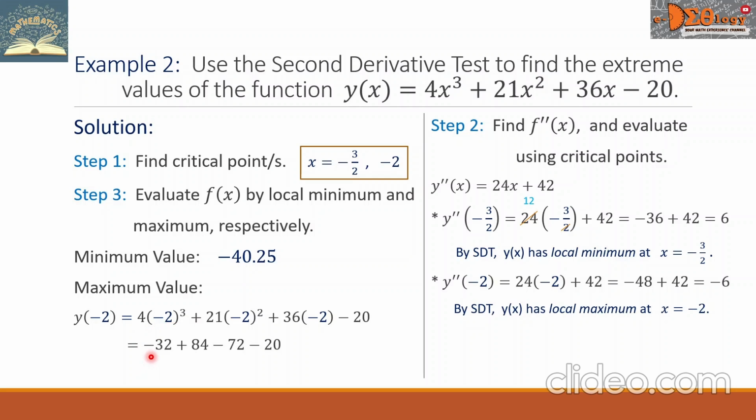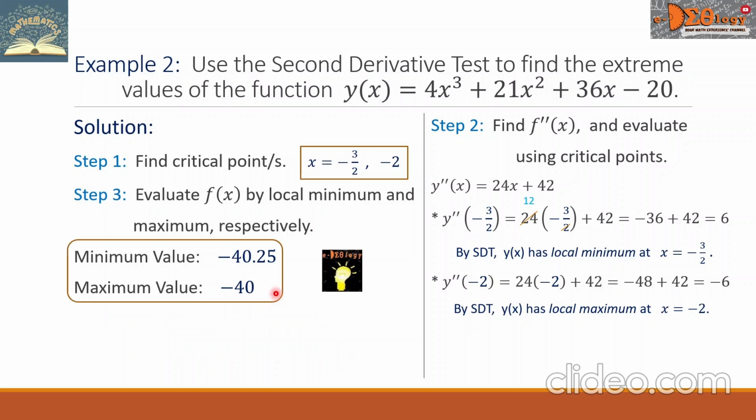Times 4 is -32. The square of -2 is positive 4 times 21 is plus 84. 36 times -2 is -72. Then we copy the -20. When we simplify, the final answer is -40. We copy this value in here. These are the final answers.